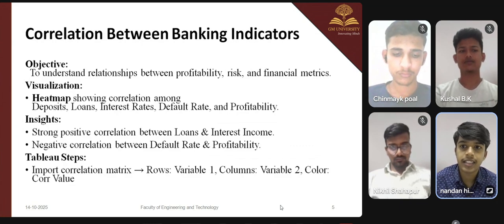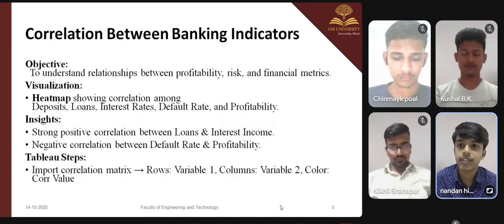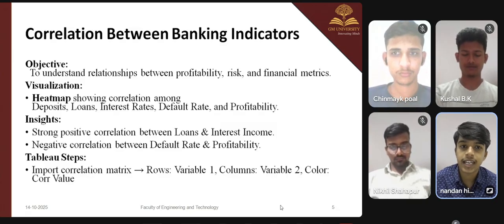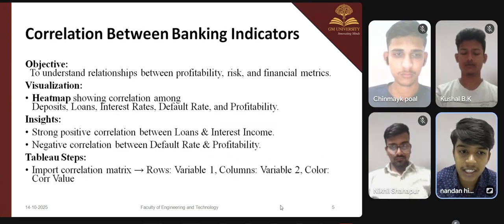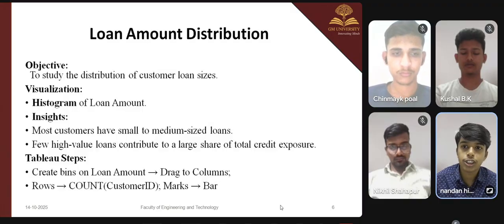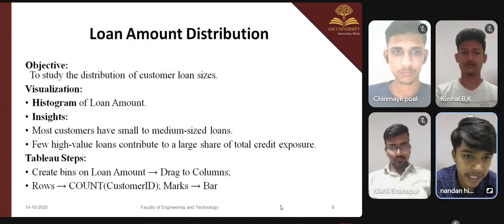Correlation between banking indicators. This is our second problem statement. Our objective is to understand the relationship between profitability, risk, and financial metrics. A heat map shows the correlation among deposits, loans, interest rate, default rate, and profitability. There is a strong positive correlation between loans and interest income, and a negative correlation between default rate and profit. In Tableau, we imported the correlation matrix, with variables as rows and columns, and variable values as colors, and it will be explained in the graphs. In the next slide we have loan amount distribution, which will be explained by my friend Nikhil.